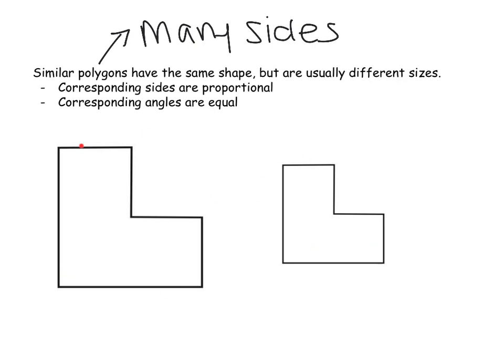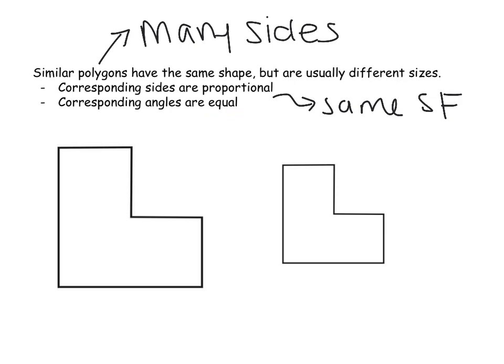So here we have our first polygon. Here we have a polygon that is similar to it. And if a polygon is similar, that means its corresponding sides are proportional, which means that we've used the same scale factor. Let me just write that down. Same scale factor. But something else that we're going to also look at today is that the corresponding angles are equal. So let me show you what I mean by that.